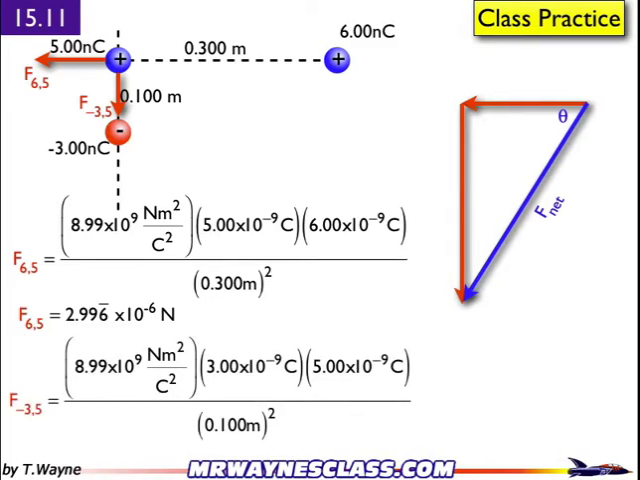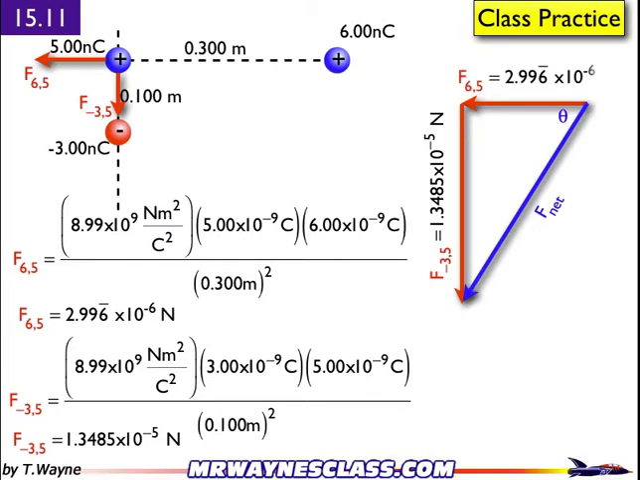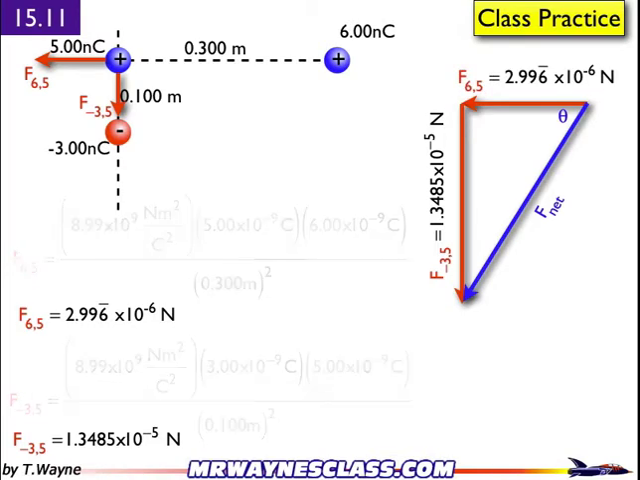Now for the other side, I'll use k q q over r squared, but notice, even though it's a negative 3 nanocoulombs, I didn't use the negative sign. I dropped the negative sign because I'm only using this formula to find the magnitude of the force. When I do the math, it gives me an answer of 1.35 times 10 to the negative 5 newtons. So that's great. Now I know the lengths of each side. I still have to find the net force.